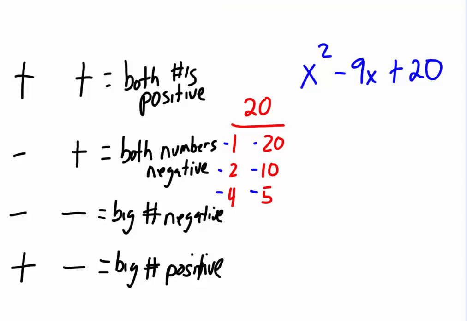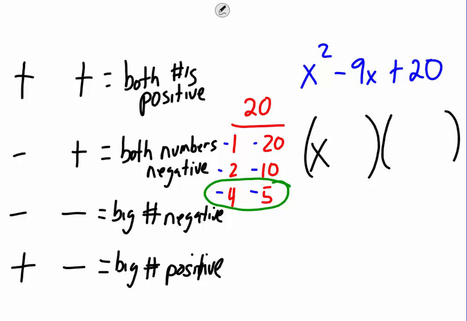Now I need to figure out which one of those sets of numbers, when I add them together, will give me a negative 9. It happens to be the bottom one. If I add these together, I get a negative 9. So once again, all I do is write 2 sets of parentheses, an x in the front of both of them, and I write down the numbers with the signs. Negative 4, negative 5. And it's factored.